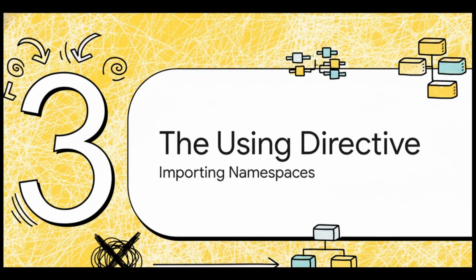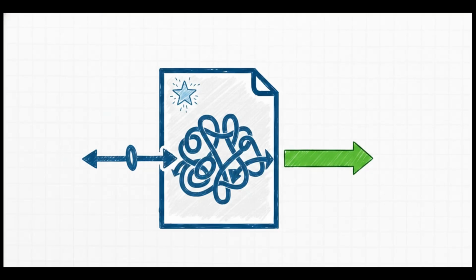Next up, part 3, the using directive. Let's be real for a second. Typing out those massive, fully qualified names every single time you want to use a class is just exhausting. It completely clutters up your code and makes things unnecessarily difficult to read.